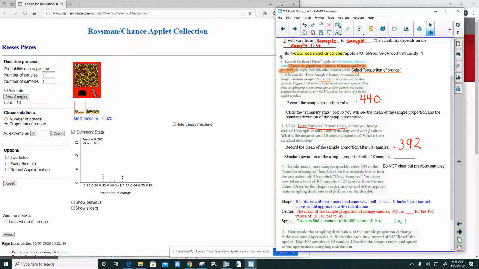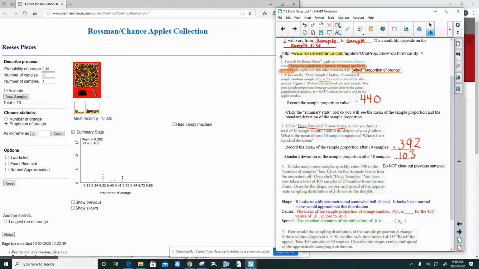It's then asking for the spread, the standard deviation of those 10 sample proportions. You can see they gave that to us right here. This SD is what the spread is. Okay, so we're looking at roughly 10.3% is what the spread is.